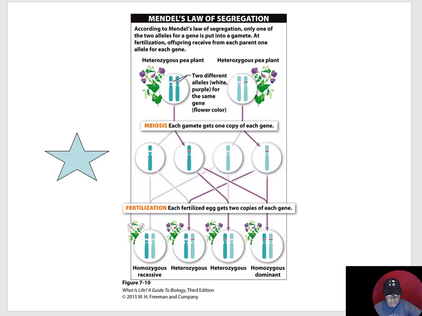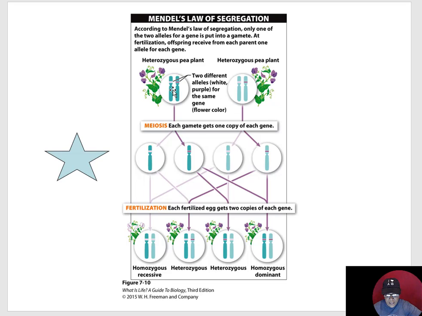So we have what's called Mendel's law of segregation. According to Mendel's law of segregation, only one of the two alleles for a gene is put into a gamete at fertilization. And offspring receive one from each parent, okay, for a gene. So here we are looking at the illustration of that.